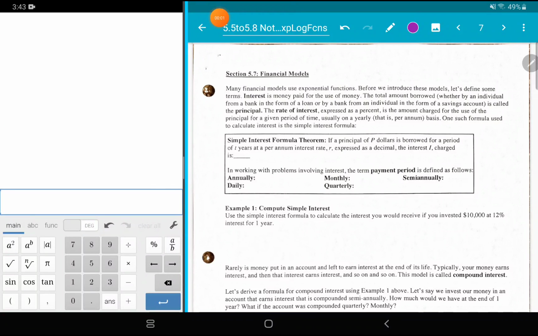In today's video, we're going to be taking a look at how we can earn interest through either simple interest or compound interest. Interest is basically putting your money into a bank and letting that money grow over time.